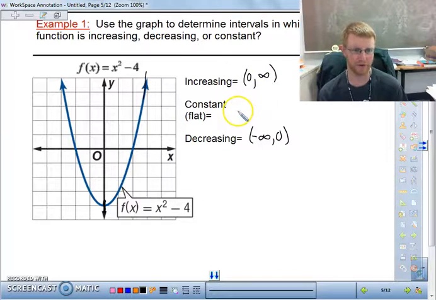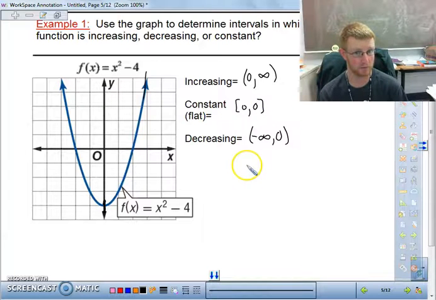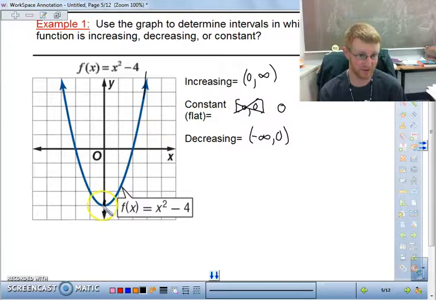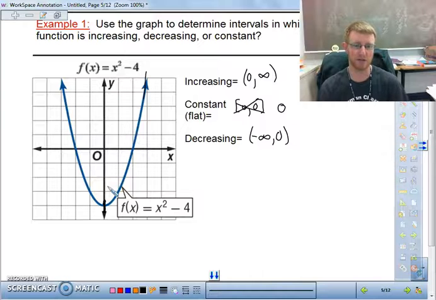And it's never really flat. I mean, maybe you could say it's flat at 0, but there's really no interval there. So if we wanted to say from 0 to 0, we could say that. Okay, that just means that 0 is included. So maybe you just say equals 0. You could just say at 0. It's flat, because it technically is flat there because it's changing from decreasing to increasing. So if it's going from a negative slope to a positive slope, there's got to be a 0 in between there.